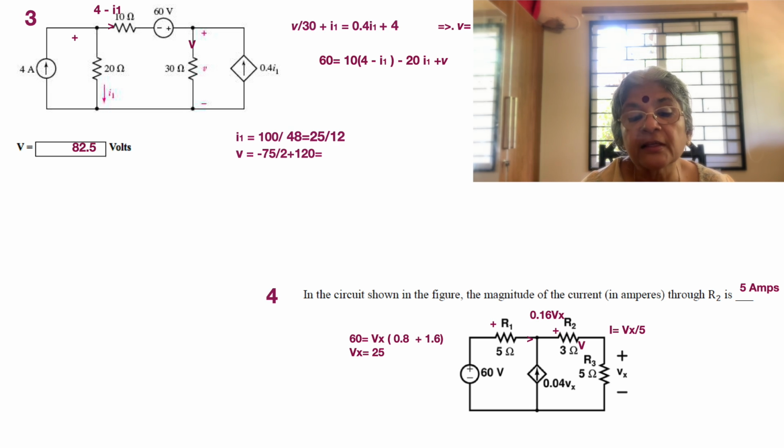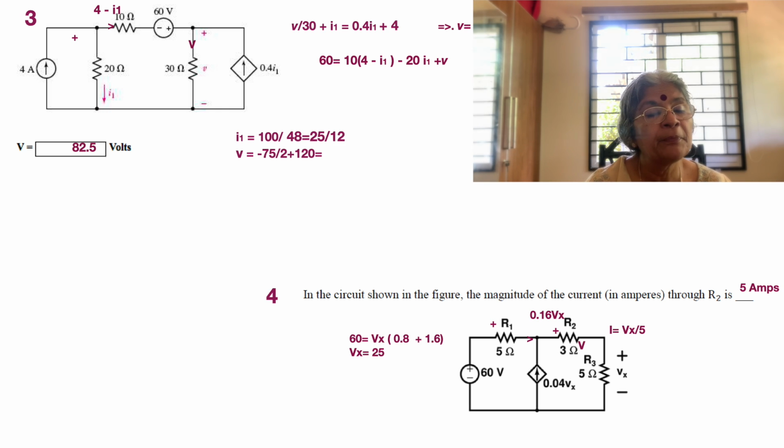So Vx by 5 is the current that flows through both the 3 ohms and 5 ohms. These are the realizations that come when we go from the dependent source to the location that it is dependent on. Then we have a 60 volt source. That's another of the sources, but it is independent. We also have 5 ohm and the earlier mentioned 3 ohms and 5 ohms.